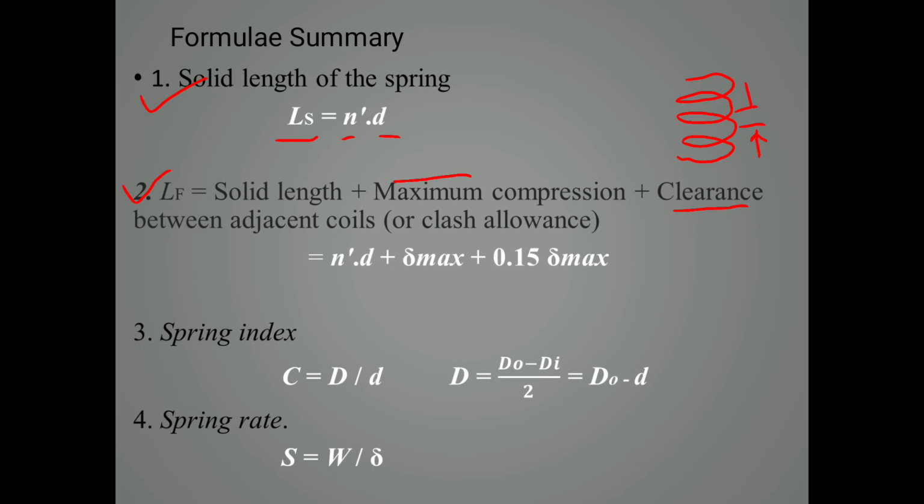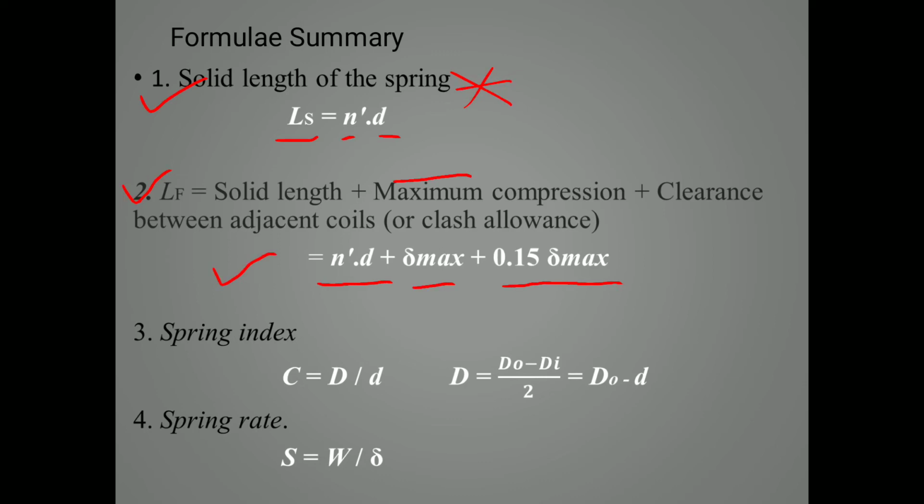So here you can see the formula, that is N dash d, which is the solid length, plus delta max, that is the maximum compression, then the clearance between two adjacent coils, that is 0.15 into delta max. So this is the overall formula to calculate the free length of a spring.